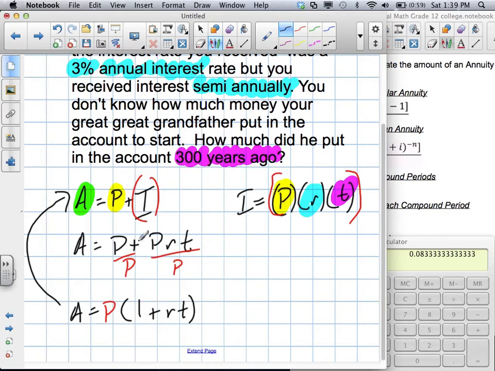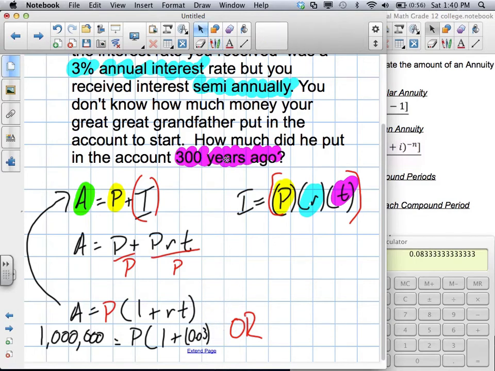Now, let's plug in some of the information. The total amount is $1 million, which is nice. Principal is what we're looking for. 1 is the number 1. The interest rate and time is going to change depending, so I'm going to put a big OR. There's two ways we can write this. We could write it as an annual interest rate of 3%, which as a decimal is 0.03. And how long was it in there for? 300 years.